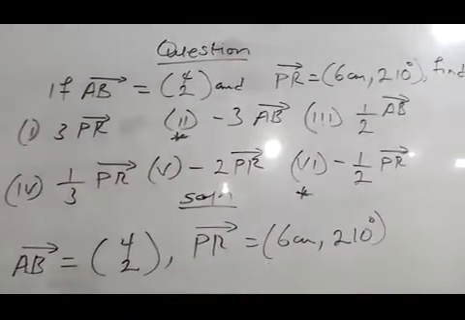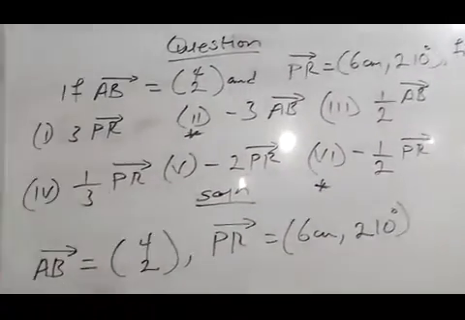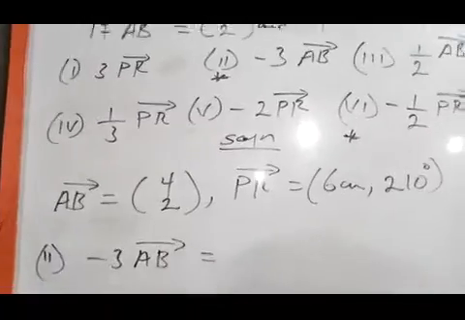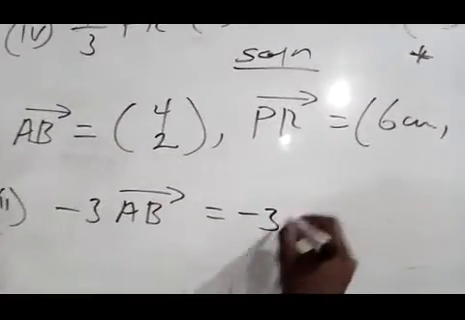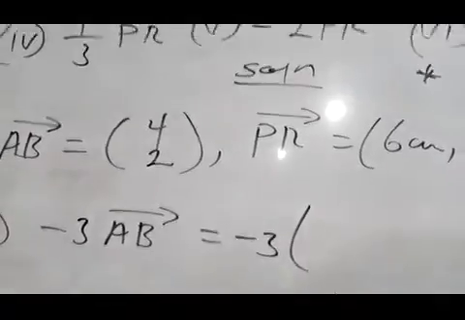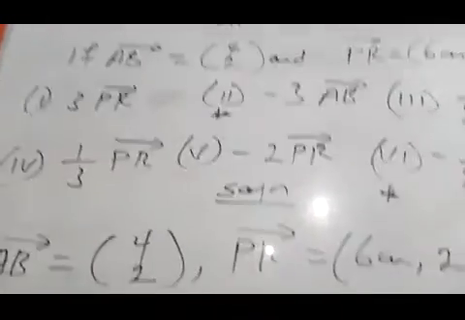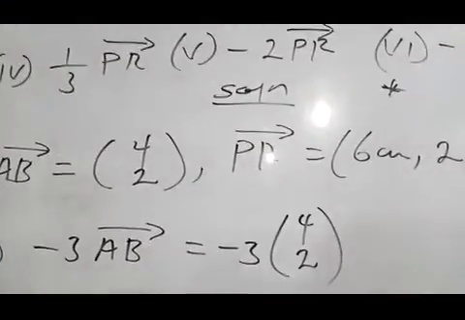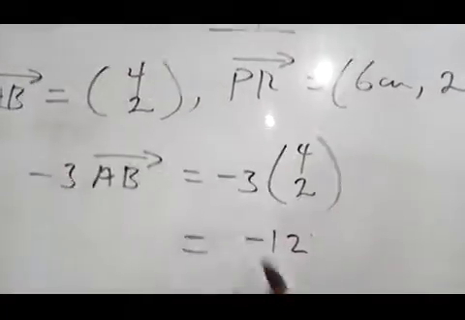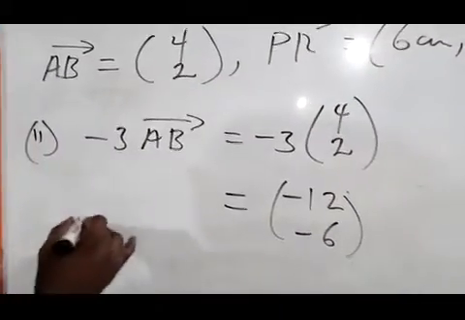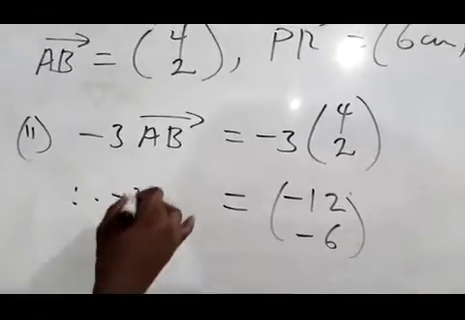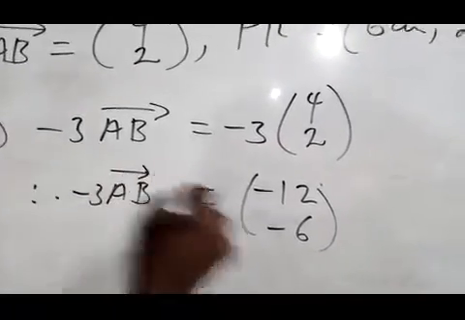For II, we have minus 3AB, which means minus 3 times AB. The AB is (4, 2), so minus 3 times 4 is minus 12, and minus 3 times 2 is minus 6. Therefore, minus 3AB is equal to (minus 12, minus 6).